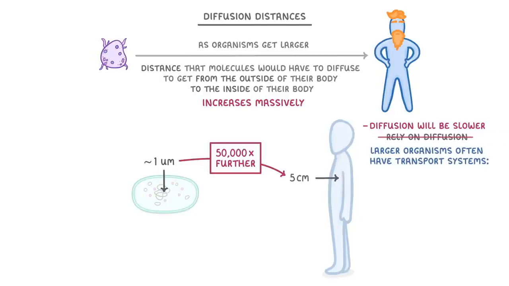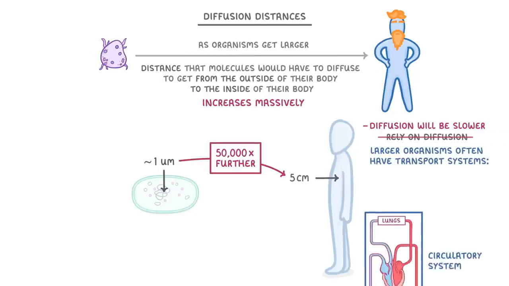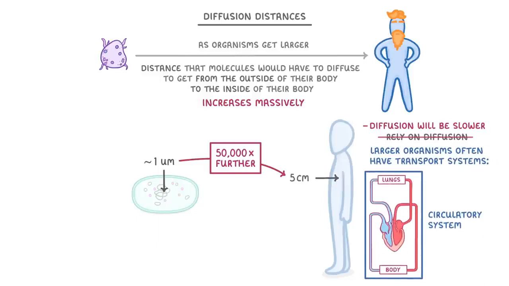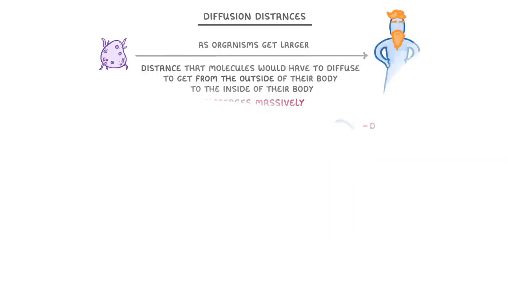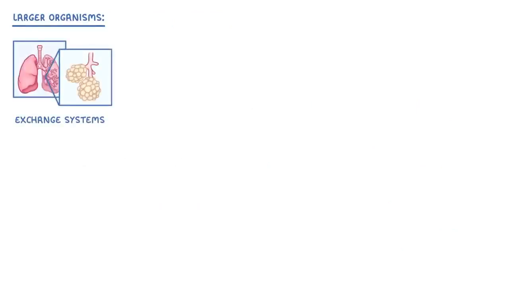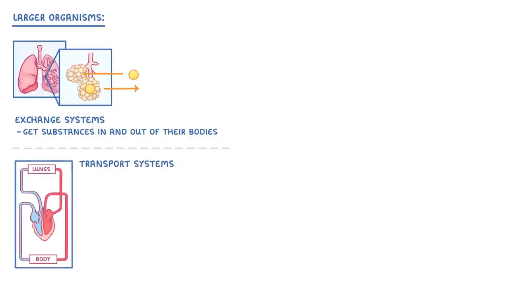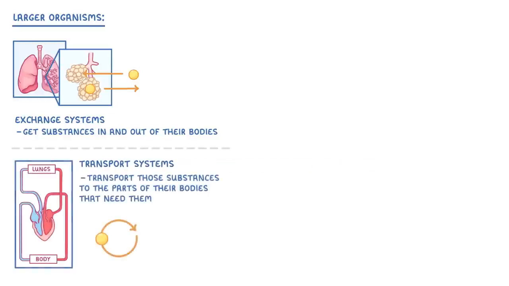To solve this, larger organisms often have transport systems, like the circulatory system, which transport molecules from the exchange surfaces, where they enter the body, around the body to whichever cells need them. This means that the molecules then only have to diffuse a very short distance to get into the cells. So the takeaway here is that larger organisms generally have exchange surfaces to get substances in and out of their bodies, and also transport systems to transport those substances to the parts of their bodies that need them.